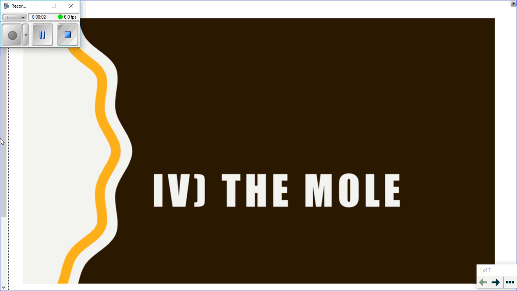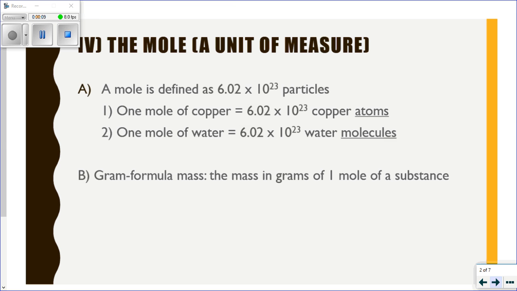So let's talk about the mole, section 4 of your blue note packet. Now maybe you're thinking about the animal mole. That is not the kind of mole we're talking about in science. Here's what you gotta know. The mole is a unit of measure.